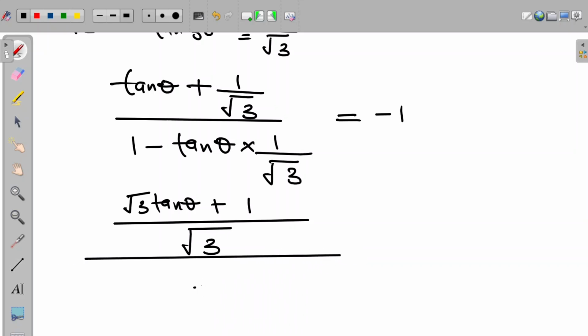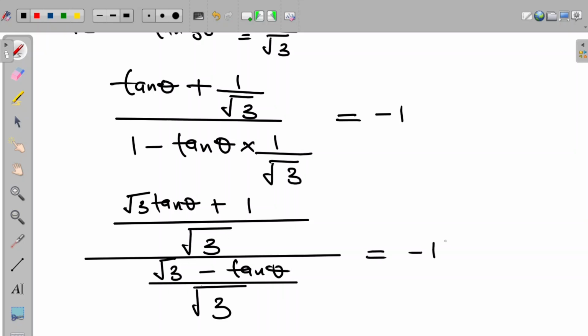Also, at the denominator, we have root 3 as our LCM. So root 3 divided by 1 is root 3. Root 3 times 1 is still root 3. Root 3 divided by root 3 is 1. 1 times minus tan theta is minus tan theta. This is equal to negative 1.